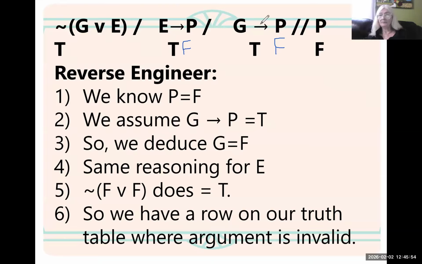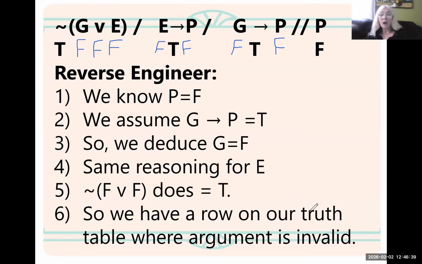If P is false, then G must be false for the if then to be true. And if P is false, the E must also be false for the if then to be true. And then when we fill in the values of this negated or, we've got negated false or false, and false or false is false. The negation of it is true. So here we've just filled in the possible values that we could find, and we found that they worked, for when we assume the premises are true and the conclusion is false.